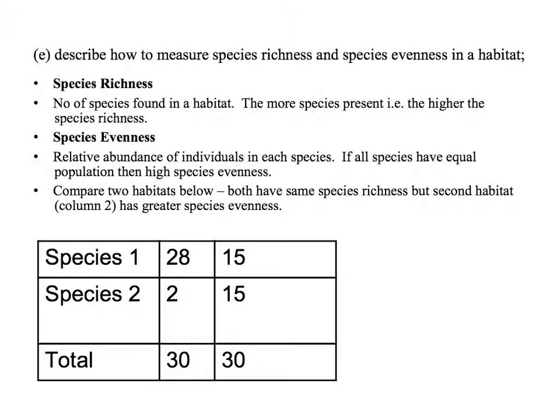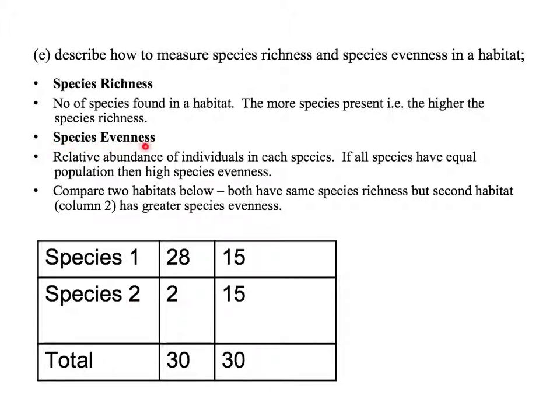Okay, so the first slide looks at two ideas: species richness and species evenness in a particular habitat. Let's deal with species richness first of all. This refers to the number of species found in a habitat. Okay, so you need to remember that, just the number of different species in a habitat. The more species present, the higher the species richness. So I've got an example down here. The species richness of this particular habitat is 2, because we've only got 2 species there.